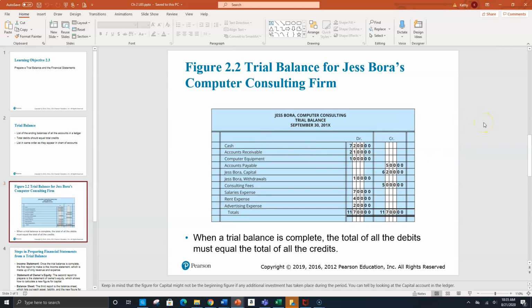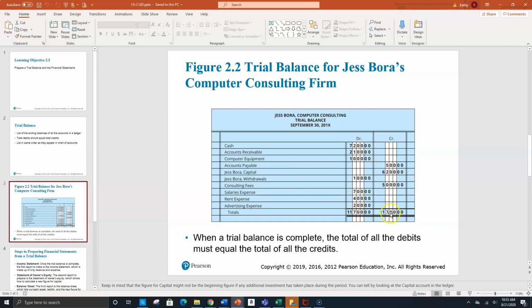So remember, in learning objective 2.2, we had all those T accounts, and we footed all those T accounts to find out the ending balances. So you're just grabbing those ending balances here and putting them in this worksheet to make sure your debits equal your credits. Notice there's no dollar signs because it's not a formal financial statement.